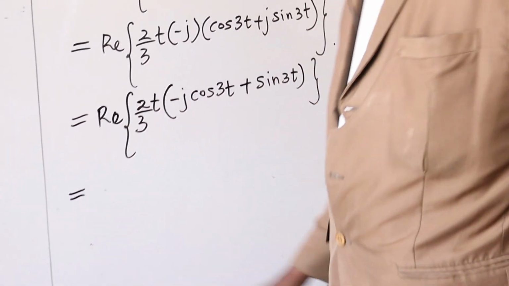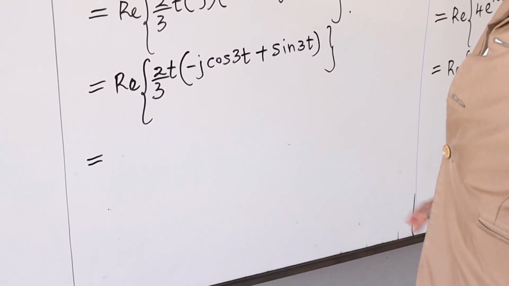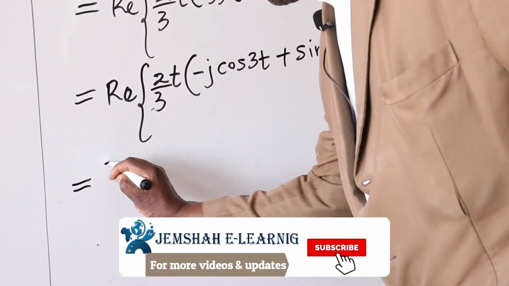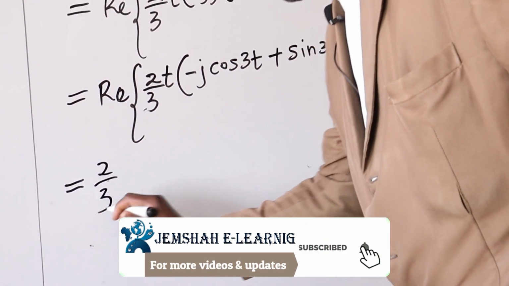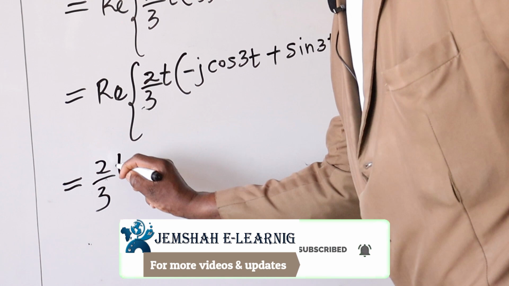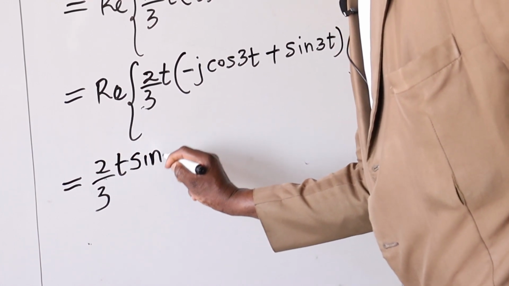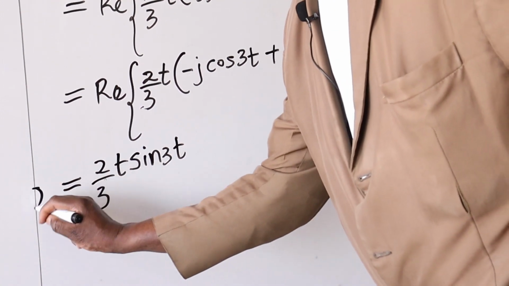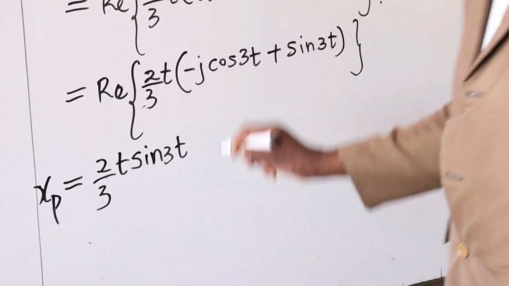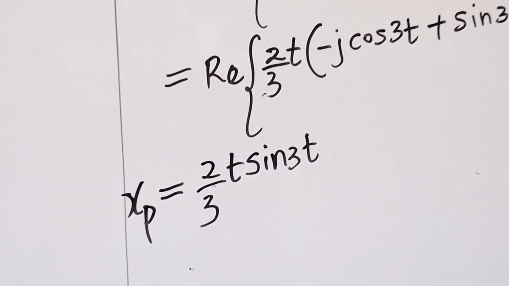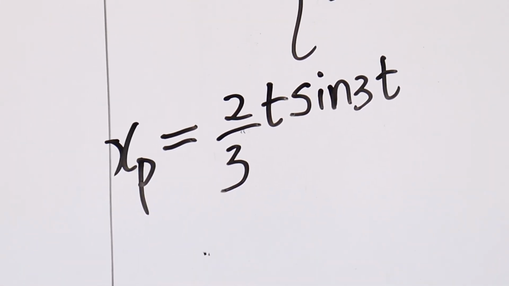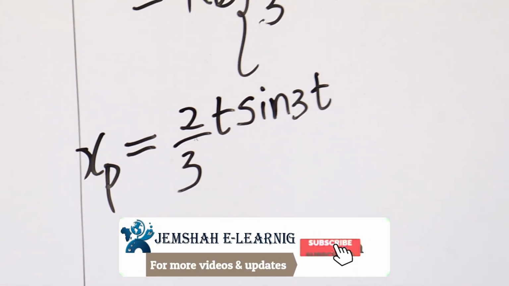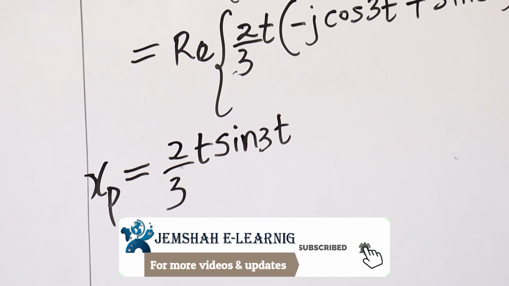So from here, we say the real part of what we have in this bracket will be 2 all over 3 t sine 3t. And that becomes our xp. So we've gotten that value by use of the operator theorems or the operator method. So that is our xp.